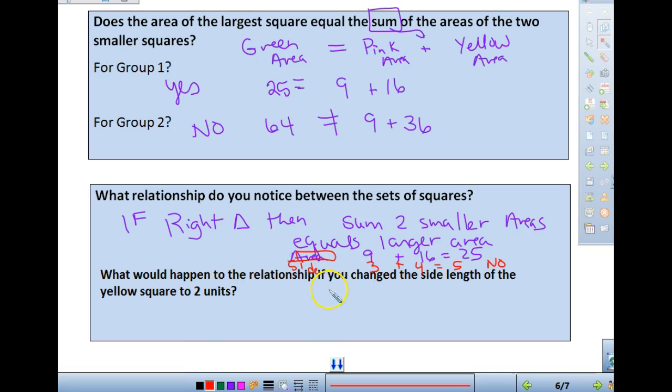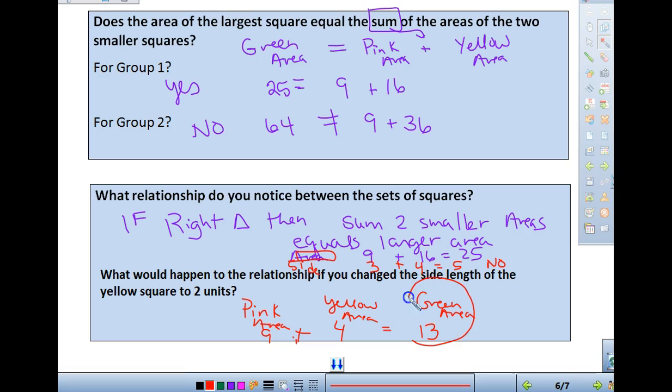So, what would happen if the side length of our yellow square was changed to 2? So our pink one, we would find the area of the pink. Pink area would still be 9, right? Plus our yellow area. What would our yellow area be now? 4. So 9 plus 4. If it's going to be a right triangle, what would our green area have to be? It would have to be 13.